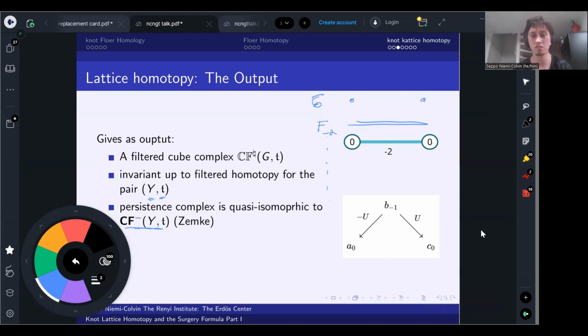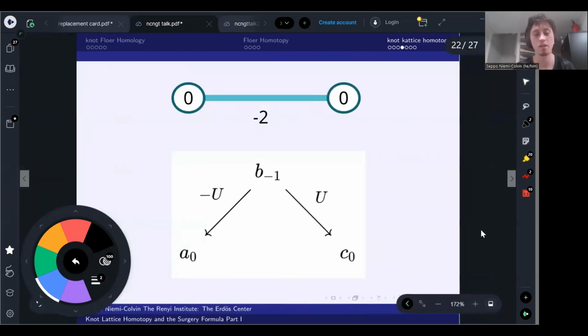But the persistence complex, particularly in this case, each cell of our cube complex, each cube, is going to give us a generator, and in particular of grading the dimension of the cell plus the height of the cell. And then the differential is the differential as a cube complex with powers of U inserted to keep track of differences in heights.